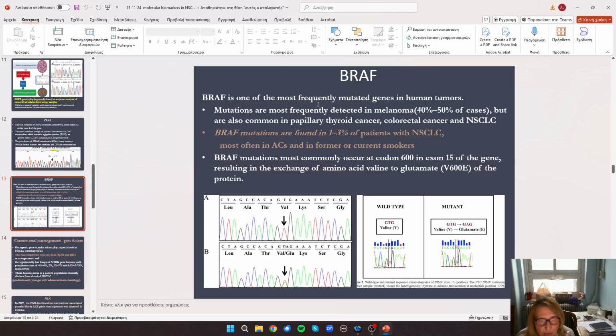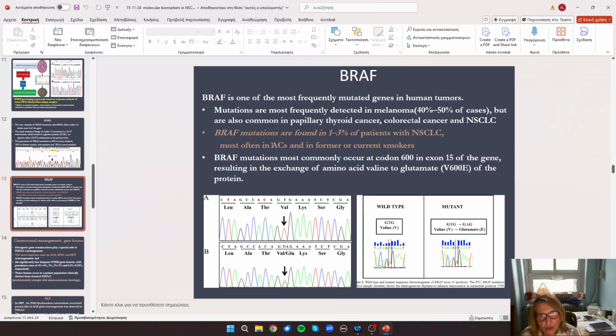BRAF is one of the most frequently mutated genes in human tumors. Mutations are more frequently detected in melanoma, 40% to 50% of cases of melanoma, but are also common in papillary thyroid cancer, colorectal cancer, and non-small cell lung cancer. BRAF mutations are found in 1 to 30% of patients with non-small cell lung cancer, more often in adenocarcinomas and in former or current smokers.